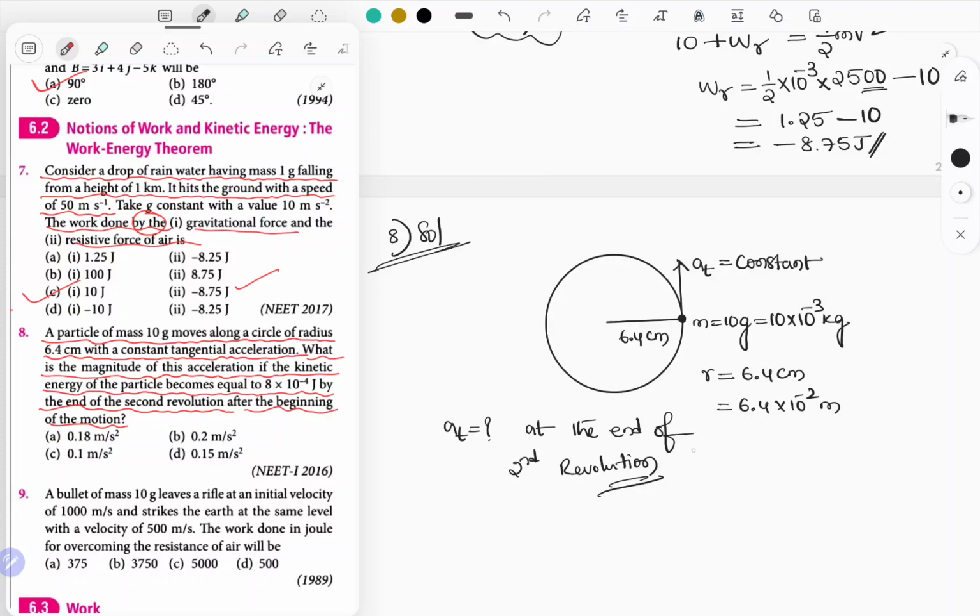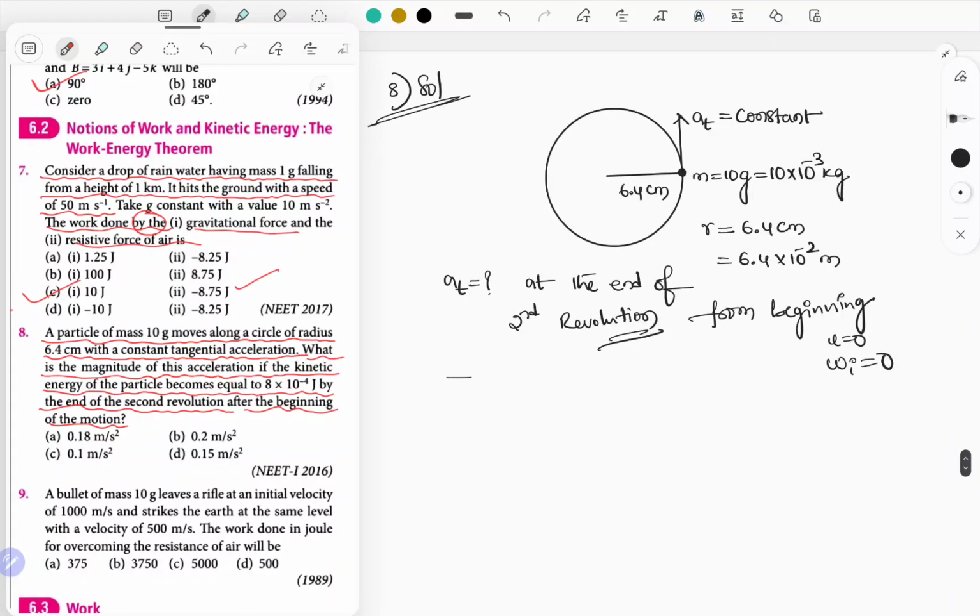From the beginning, right? So what is the meaning of from beginning? Does it have any initial velocity? No. Initial velocity is equal to 0. That means initial angular velocity is also 0. So we know from circular motion the relation between linear variables and angular variables, and also we know the equations of motion in rotating variables. Okay, so let's use those equations of motion in rotatory motion.